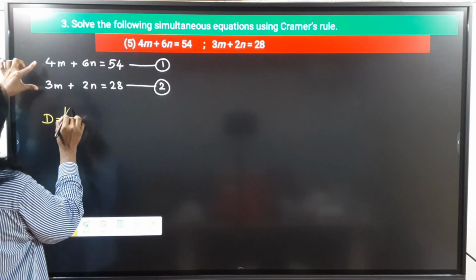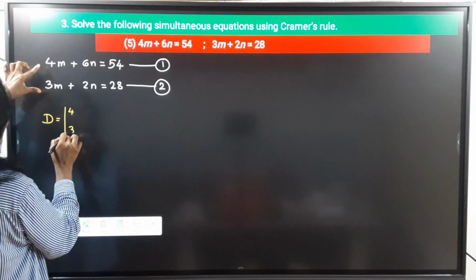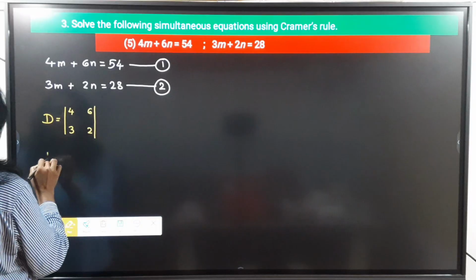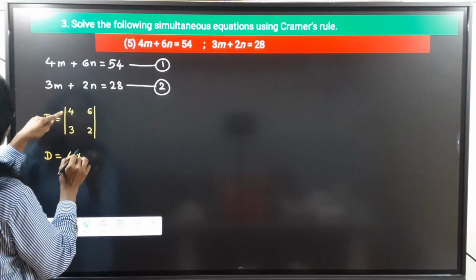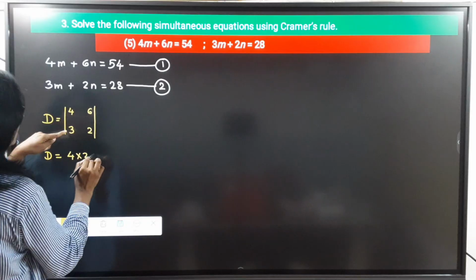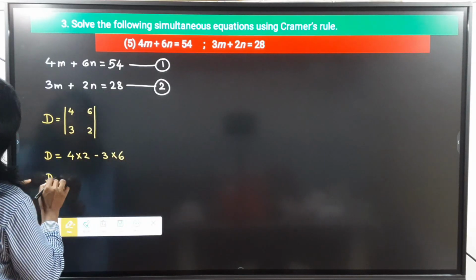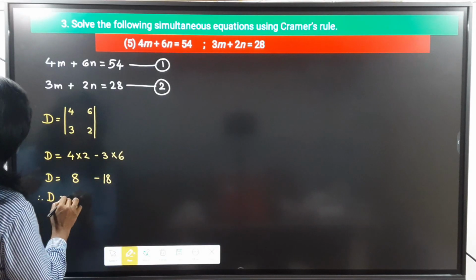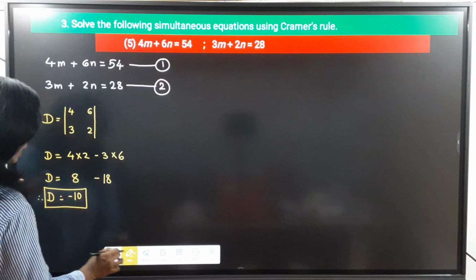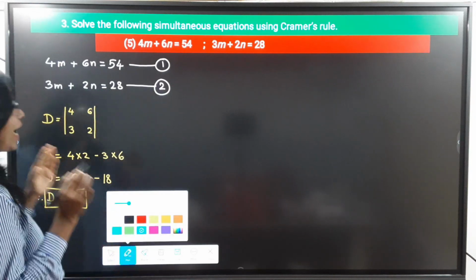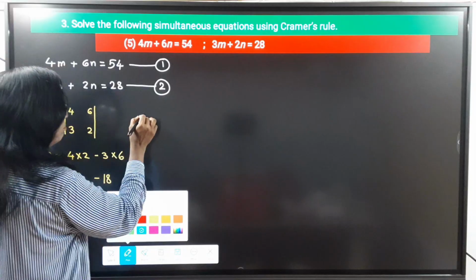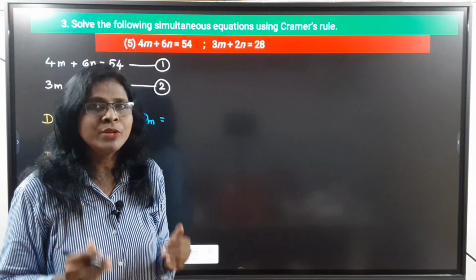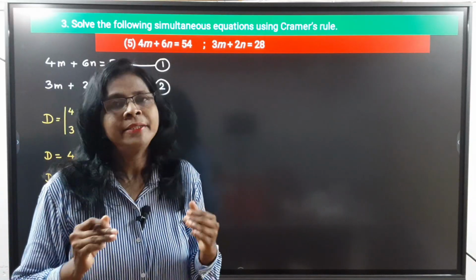Here in the first column we write down the coefficients of m, so 4, 3, and in the second column we write down the coefficients of n. Then D is equal to 4 multiply 2 minus 3 multiply 6. So D is equal to 8 minus 18. Therefore D is equal to minus 10. Then, students, we do not write D of x because here the variables are m and n. So we have to find the determinant of m and the determinant of n.